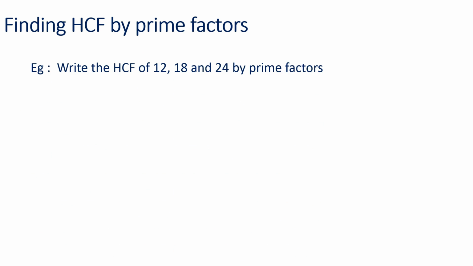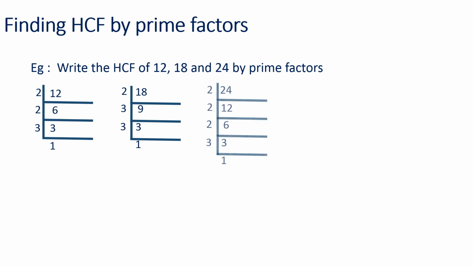When finding the HCF of 12, 18 and 24 by prime factors, the first thing you should do is find the prime factors of these three numbers separately. You know that can be done by dividing like this. And then we write each number as a product of prime factors like this. Accordingly, 12 is 2 into 2 into 3, 18 is 2 into 3 into 3 and 24 is 2 into 2 into 2 into 3.